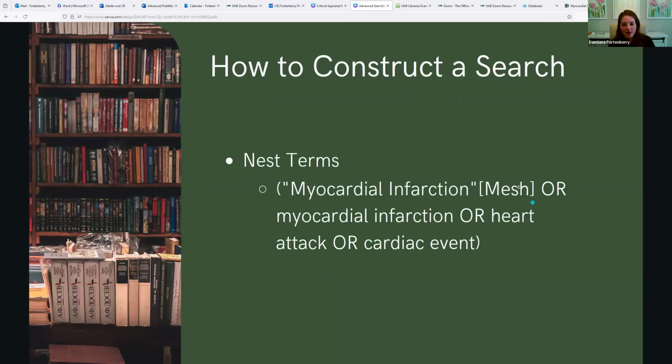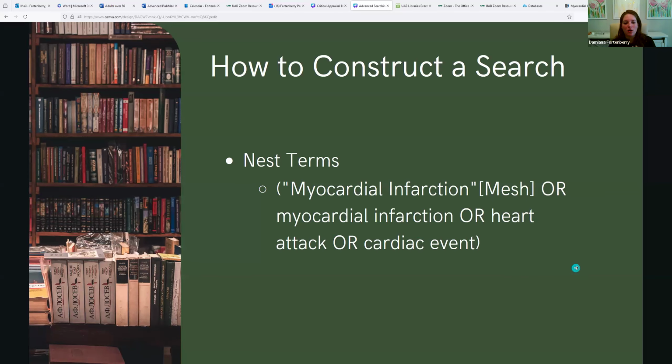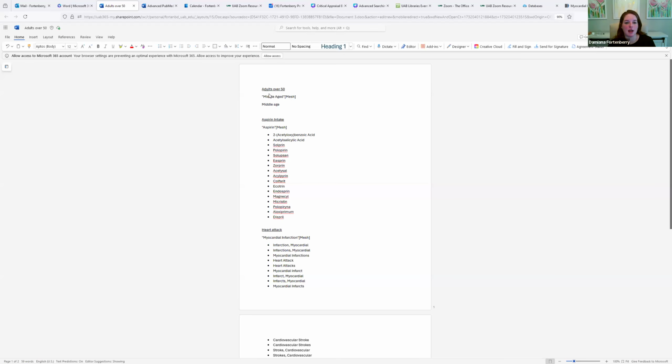The nesting makes sure that concepts, so the parts of your question, like middle-aged, aspirin, and heart attack, are kept separate from one another so that it's easy for PubMed to understand what you're talking about. If we don't use nesting, we end up with a ton more results because PubMed is thinking you want any articles with middle age, which is true, but you also want any articles with aspirin and maybe one about teenagers as well as aspirin, which is not true. So it kind of goes all over the place, and the nesting helps keep things organized.